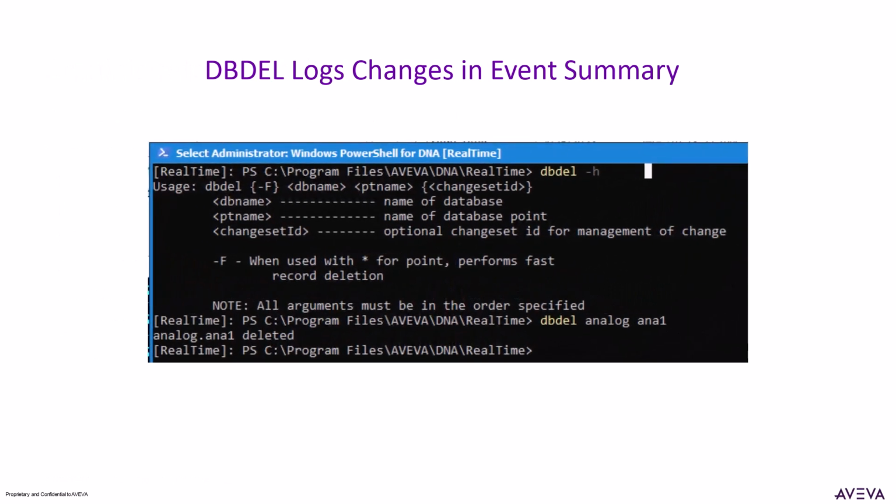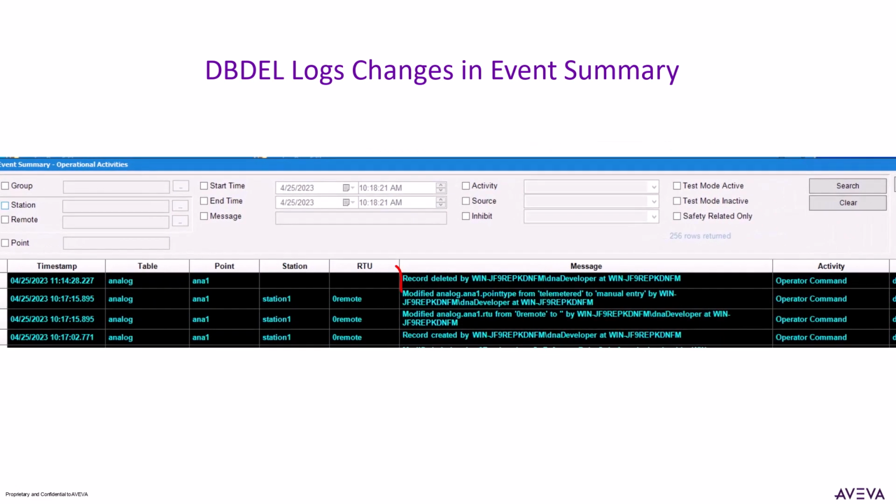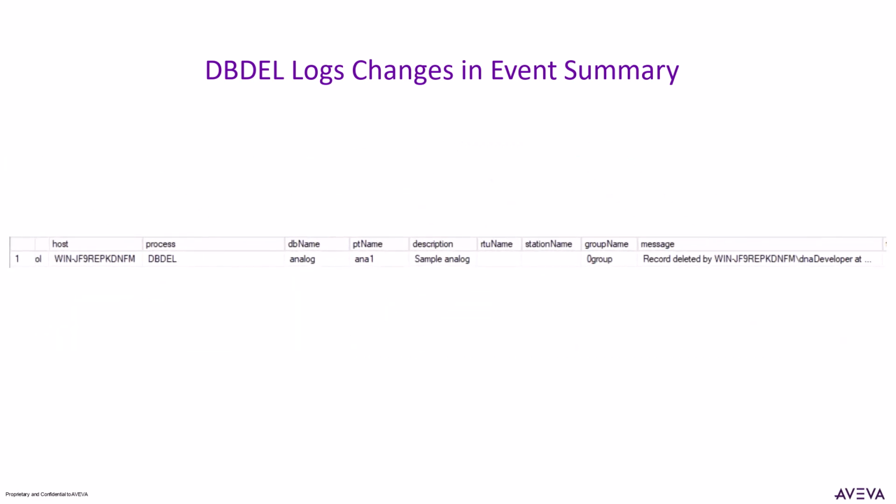An analog record ANA1 is passed as an argument to the dbdel utility for deletion, and a confirmation message confirms that the record is deleted. Next, from the historical event table, we can see the audit trail confirming the deletion. The audit trail that is recorded also confirms that this record was deleted with the dbdel utility as a process.